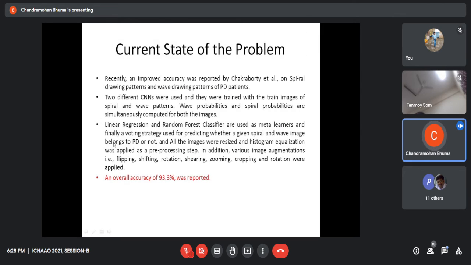The current state of the problem is that some researchers have used these drawings to identify the patient's condition. In fact, one work by Mr. Chakravarti used a two-dimensional convolutional neural network for Parkinson disease classification. They used linear regression and random forest classifiers as meta learners, and finally an ensembling technique is used to detect whether he is suffering from Parkinson disease or not.